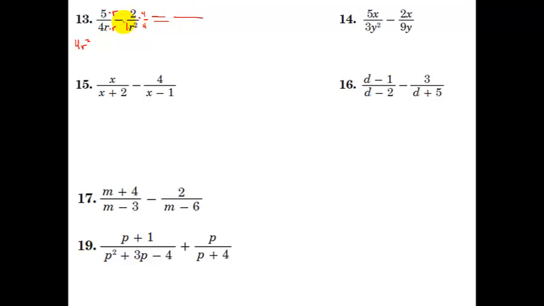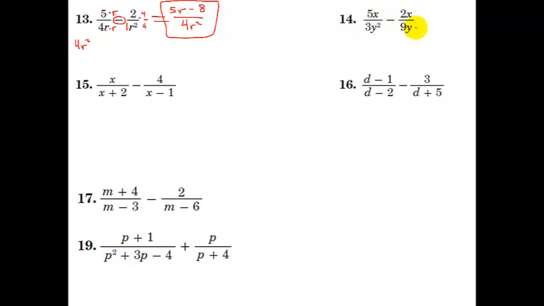Okay, so what do I get here? I get 5 times r minus 2 times 4, which is 8. And in the denominator, I've got 4r squared right here and 4r squared right here. So the denominator stays the same, it does not change. So there we go. Adding two things with unlike denominators. Let's do one more over here.